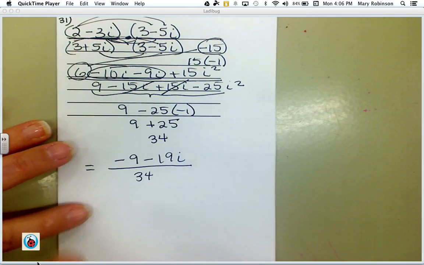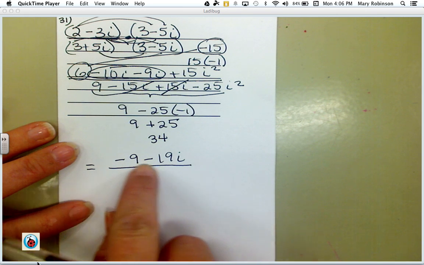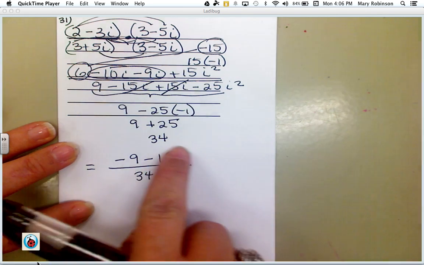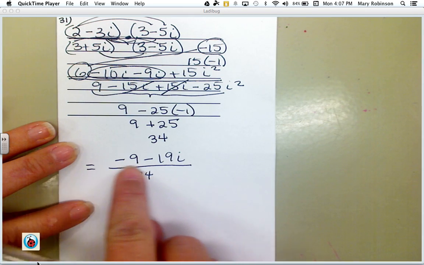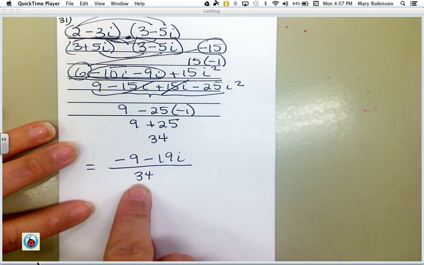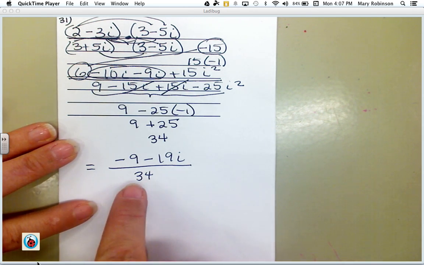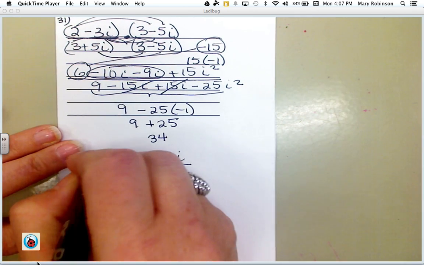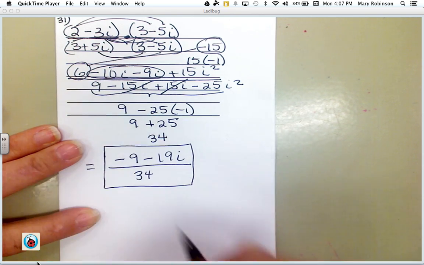So remember that when we finish, we should always have our real part, then our imaginary part to make up our complex number. And what should actually always happen is it should always end up being over a constant. So if you end up without a constant on the bottom, you've probably made a mistake somewhere.